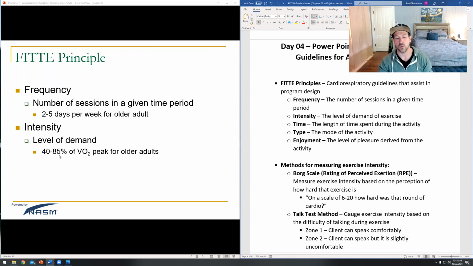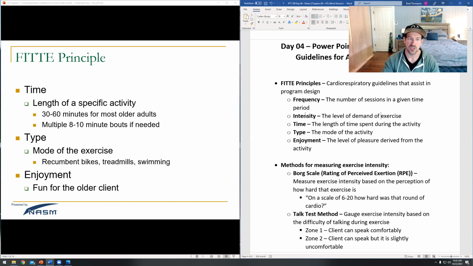That's going to be anywhere from 40 to 85% of your VO2 peak. Here's the thing, we often don't base it on VO2 max. A lot of times instead, we base it on the thing that's easiest to measure, which is our heart rate. So for our senior clients, 40 to 85% of their VO2 max is anywhere from about 50% of their heart rate max up to about 85% heart rate max. And that's why we have our different zones. We'll talk about that in just a moment.